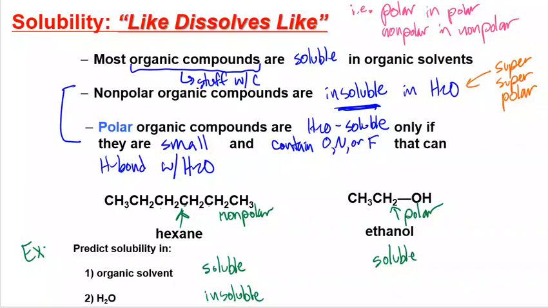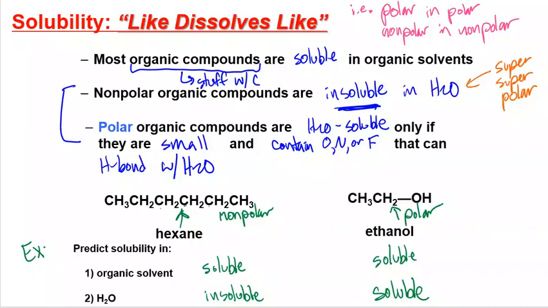Yes, we decided that it's probably going to be polar. It has that oxygen in there. And is it small? Okay, yes, it's fairly small. It only has 2 carbons. And does it contain an oxygen, a nitrogen, or a fluorine, which, again, can hydrogen bond with water? The answer for that is yes. So we would guess that ethanol would be soluble in water. And sure enough, ethanol is definitely soluble in water. Ethanol is the chemical name for the alcohol that is a component of wine and beer and vodka and all that stuff.